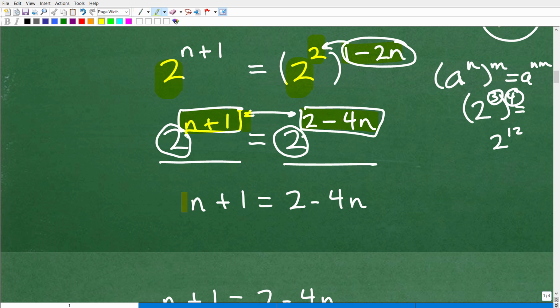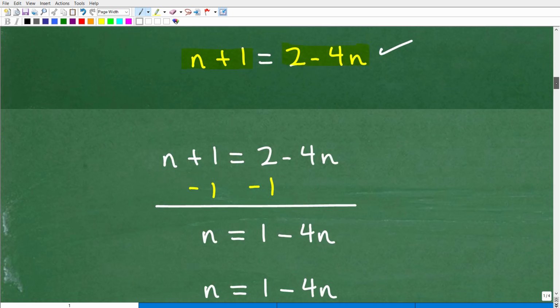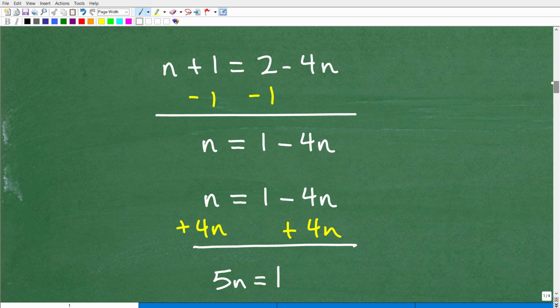So we're just going to say, okay, n plus 1, you must be the same as 2 minus 4n, and now let's go ahead and solve this nice basic linear equation for n. And we'll go ahead and do the work here, and hopefully this is just easy stuff for most of you out there at this level of mathematics. Again, this is like Algebra 2, college algebra kind of stuff. But anyways, we're going to get n.